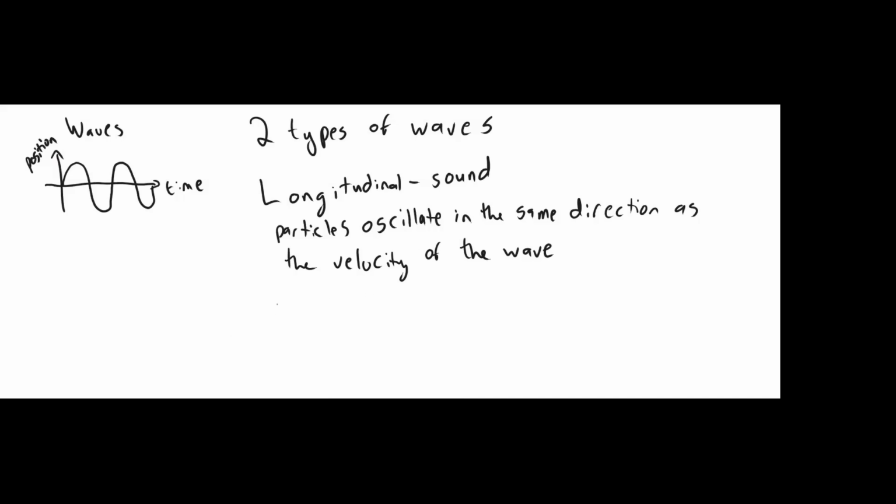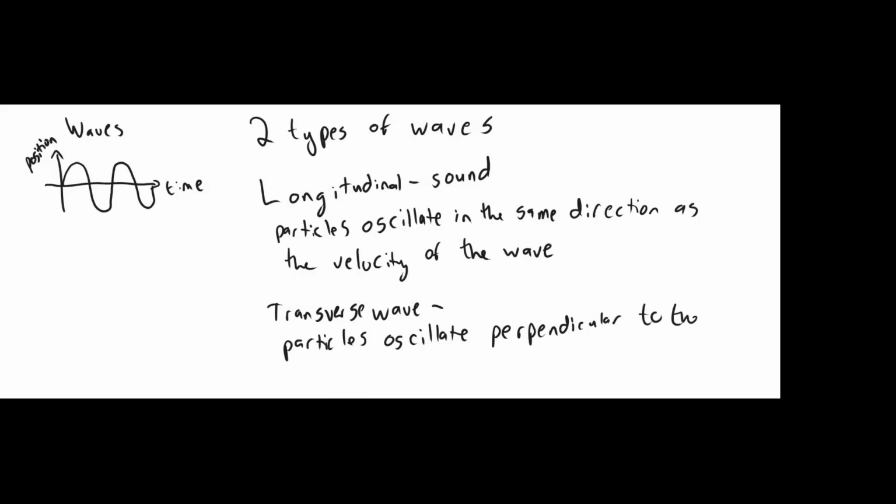And the other type of wave is a transverse wave. And for transverse waves, the particles oscillate in the plane perpendicular to the direction of the velocity. And so an example of this are light waves.